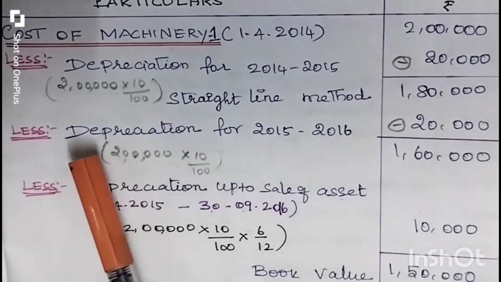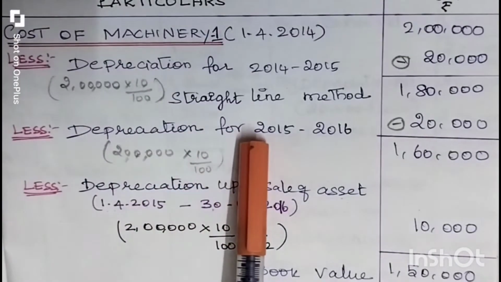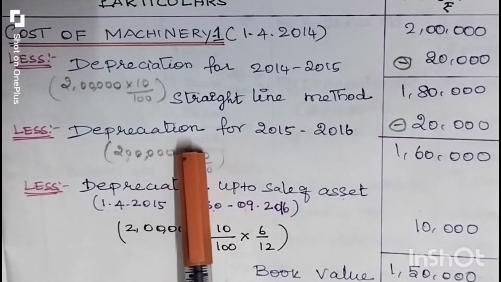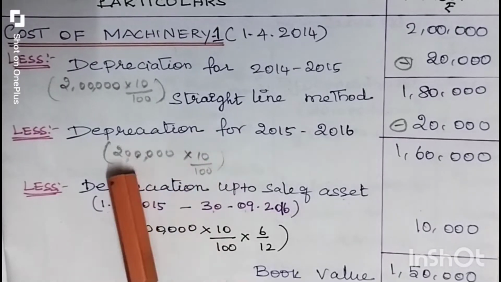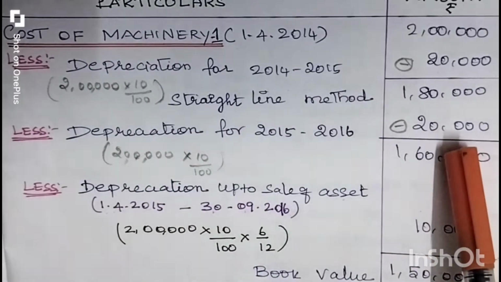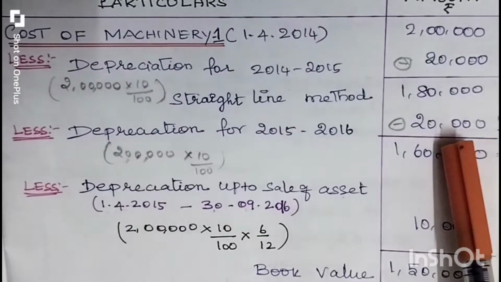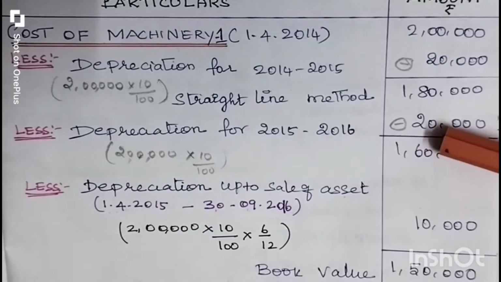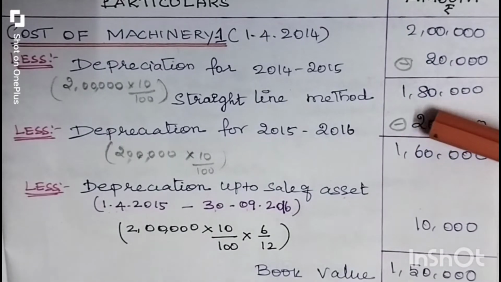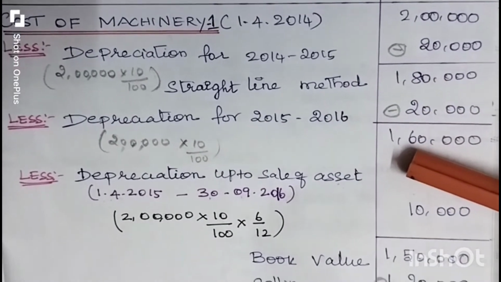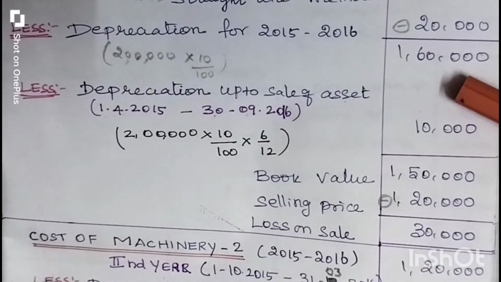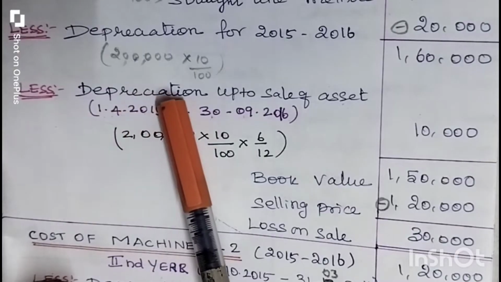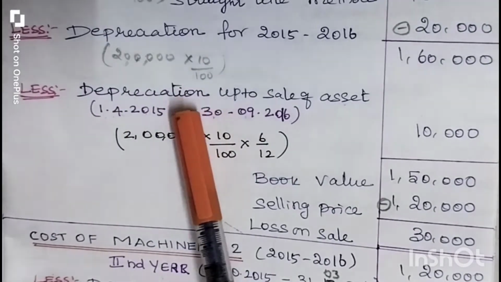Now we are going to find the depreciation for 2015-16, with original cost and 10% depreciation. After cancelling, you get 20,000. This is the second year, 2015-16, depreciation value. Subtract 20,000 from 1,80,000 and you get 1,60,000. And then you have to provide the depreciation up to the sale of the asset.